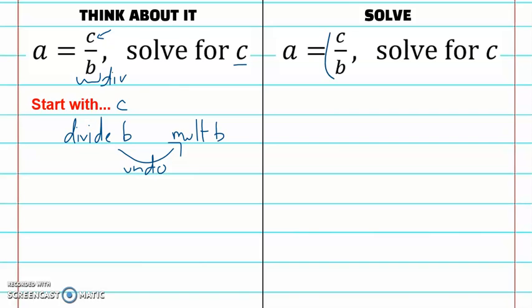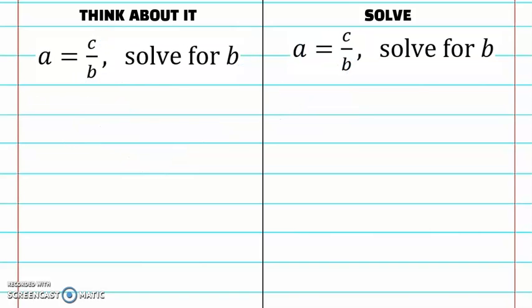All right, so let's go solve. Times B, keep the balance on the other side. B times A equals, on the right, B divided by B is 1, so I'm left with positive 1C. So C equals A times B. Awesome, that's it. Okay, let's keep going. Don't sweat it, don't overthink it. Here we go. A equals C divided by B. Solve for B this time.